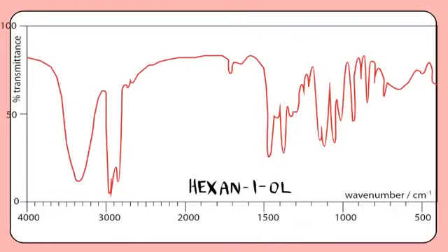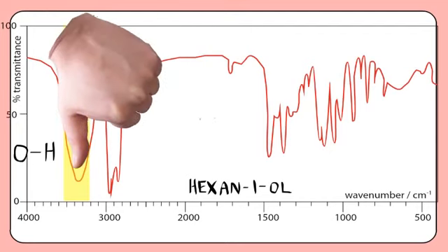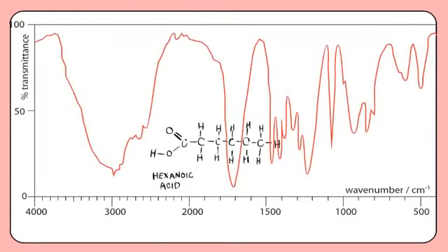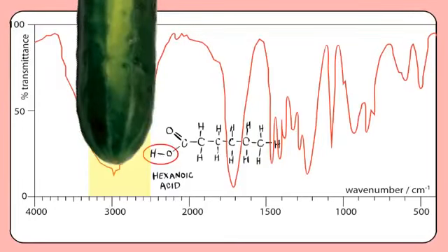Another important peak is one that results from the presence of O-H in alcohols, which occurs as a broad peak between 3200 and 3550 cm^-1. The O-H peak in alcohols can be thought of as being like a thumb. The peak that results from O-H groups in carboxylic acids is much broader than that in alcohols and is between 2500 and 3300 cm^-1. You can think of this as a cucumber.